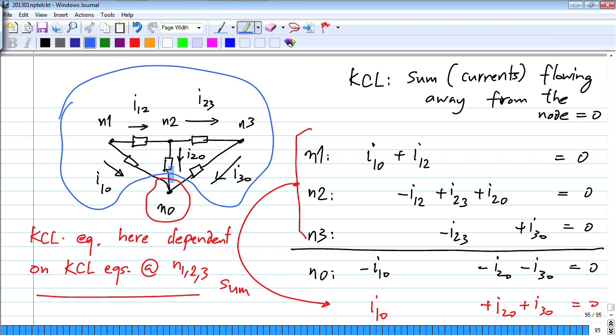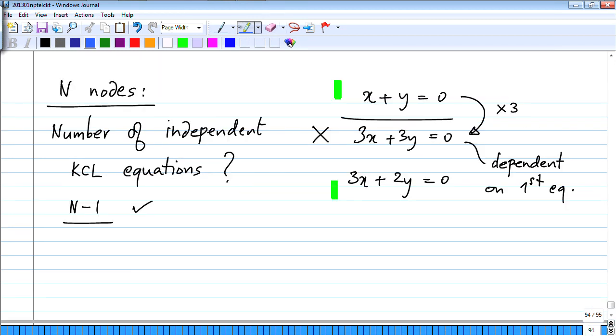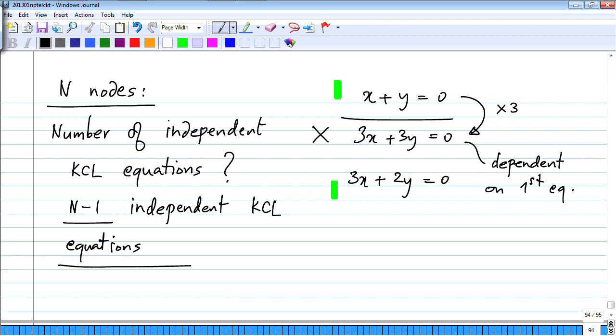Okay. Now you see that the surface enclosing N0 cuts these three wires and the surface enclosing the rest of the circuit also cuts the same wires. So what you get by writing KCL equations at N1, N2, N3 and then summing them together is exactly the same as what you get by writing the KCL at N0. So in general, if you have an N node circuit, there will be N minus 1 independent KCL equations. Okay. Is this clear? I hope this is clear. If not, please ask your questions.